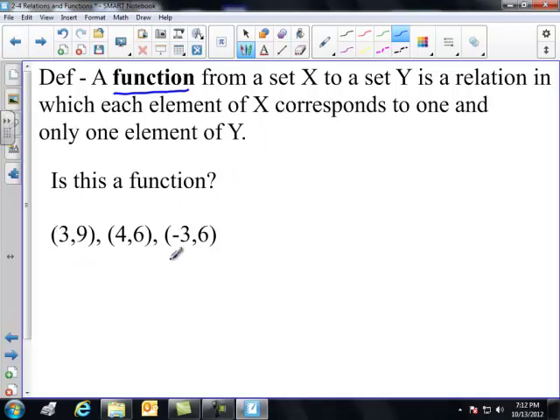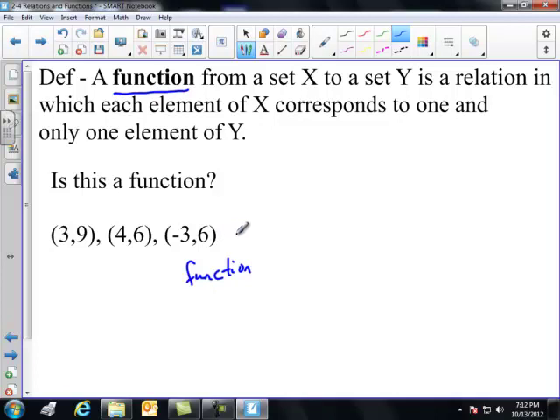If you've got this relation right here, notice how we have the coordinate (3, 9), the ordered pair (4, 6), and (-3, 6). Each of those x values is only used once. We've got 3 goes to 9, 4 goes to 6, negative 3 goes to 6. Each of these x values is only used once. Therefore, this relation right here is considered to be a function.